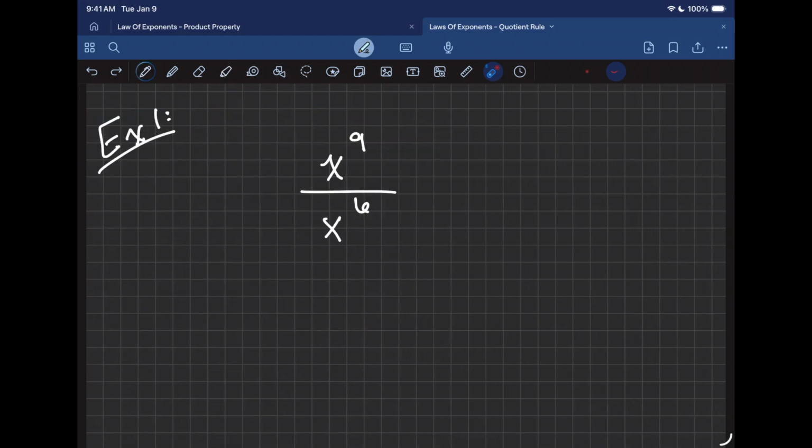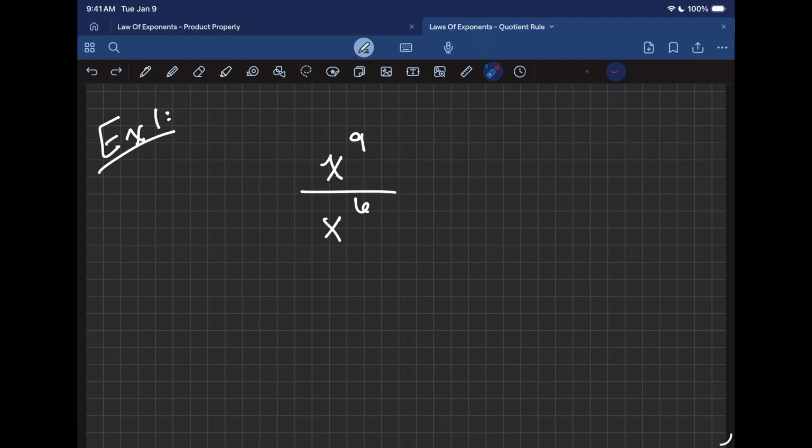So looking at example 1, my exponents are 9 and 6 because those are the small numbers. My base would be the x because that's the thing in front of our exponent. And I don't have any coefficients here. Those would be big numbers in front of the variable, so I don't have them. Okay, also looking at this problem, I don't have any invisible ones because both of my exponents are present.